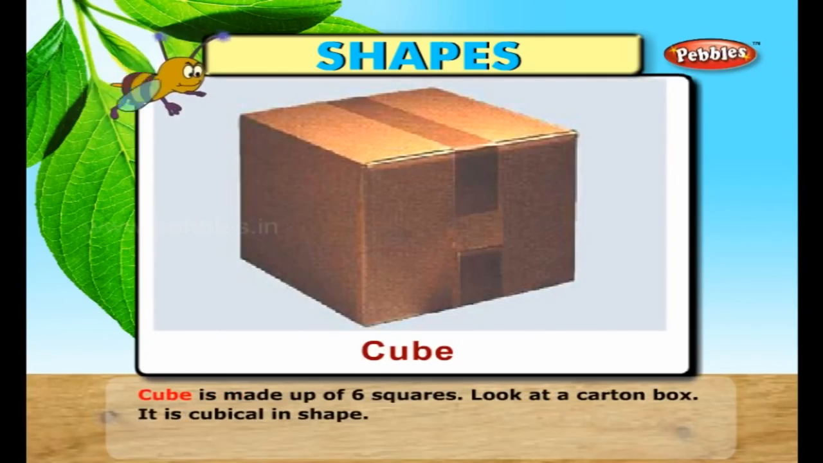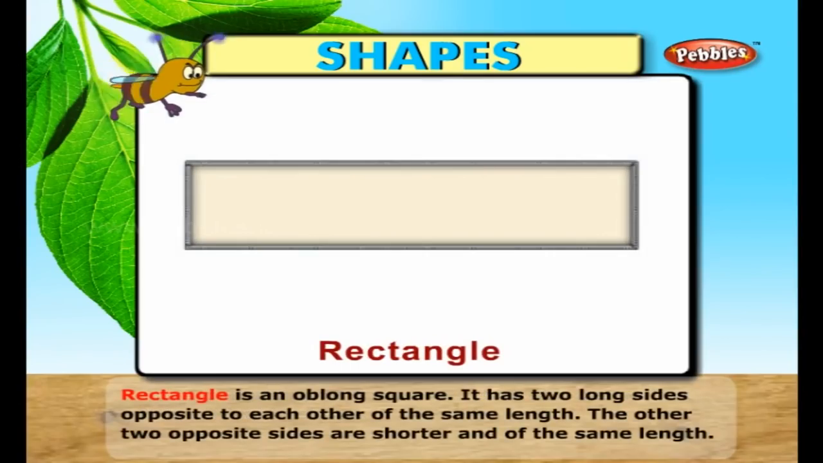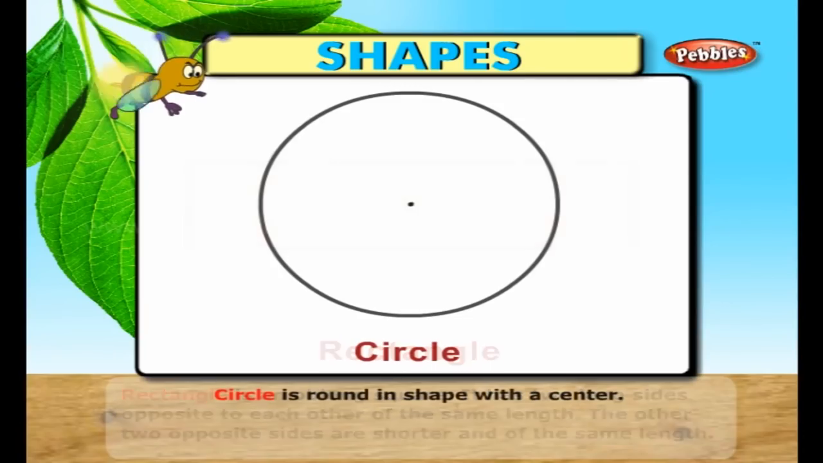Cube is made up of six squares. Look at a carton box. It is cubical in shape. Rectangle is an oblong square. It has two long sides opposite to each other of same length. The other two opposite sides will be shorter and of the same length.